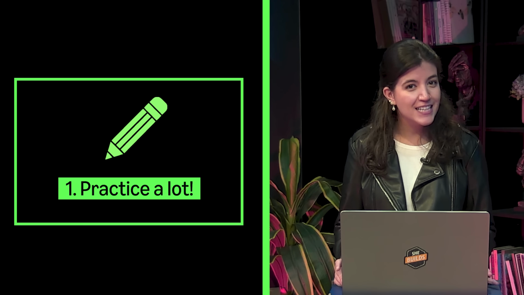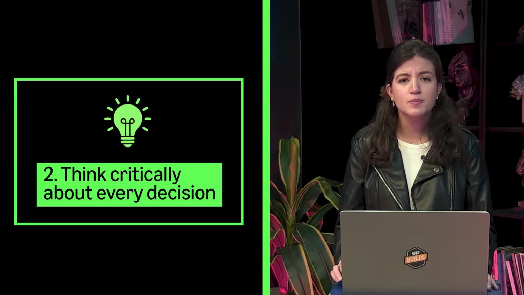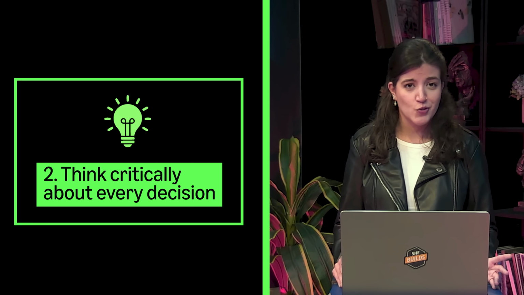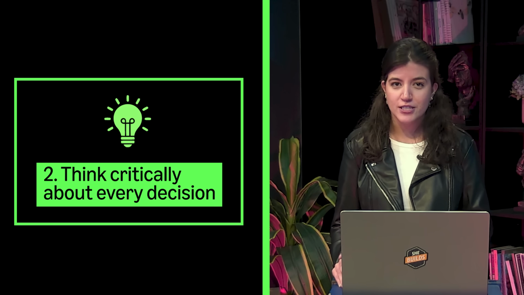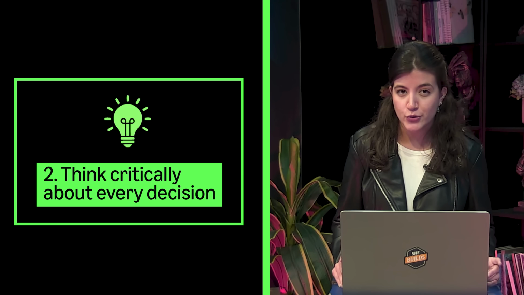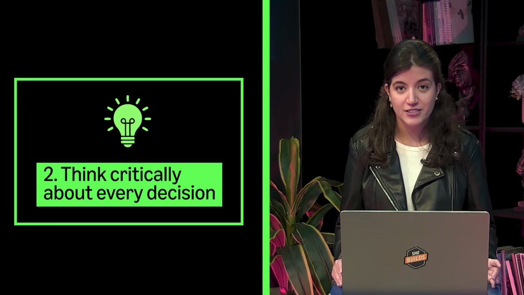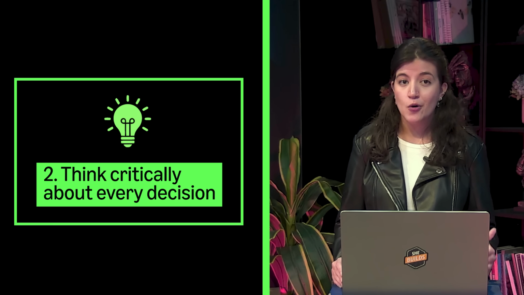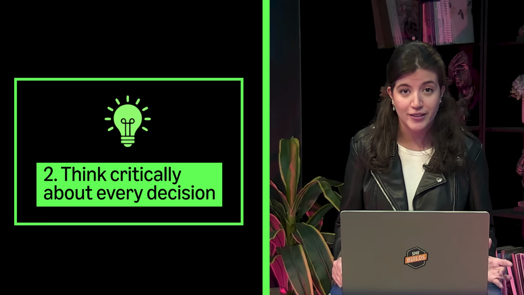The second thing is to think critically about every decision you make. Don't just pick a database because everybody uses it, or a technology because it's trendy. Ask yourself why, and more importantly, ask yourself what you're giving up when choosing it. Every decision in a system design has a cost, and being able to articulate that trade-off is what separates someone who memorized answers from someone who actually understands what they're doing.